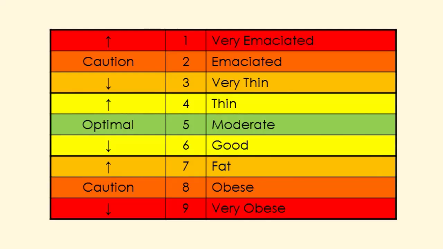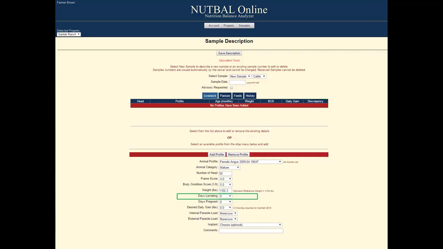If you are using the BCS 1 to 9 system, use this chart to determine where your animals lie on the spectrum. By this scale, a BCS of 4 to 6 is considered a healthy weight. If the animals described for this profile are lactating, choose the average number of days the animals have been nursing offspring from the drop-down box. If animals in this profile are pregnant, use the drop-down menu next to Days Pregnant to choose the average number of days since breeding occurred. Keep in mind that days lactating and days pregnant should never be the same.